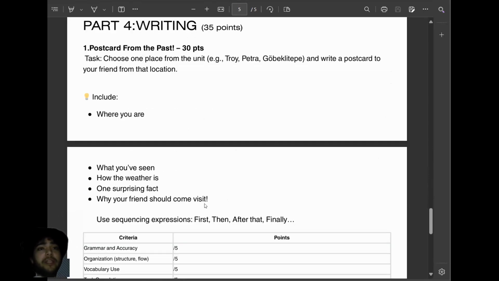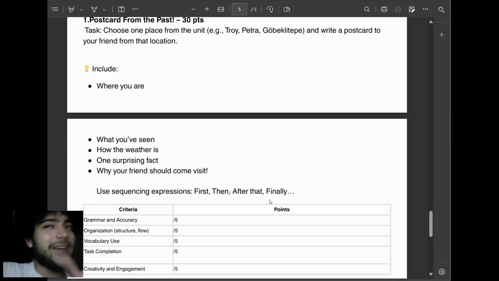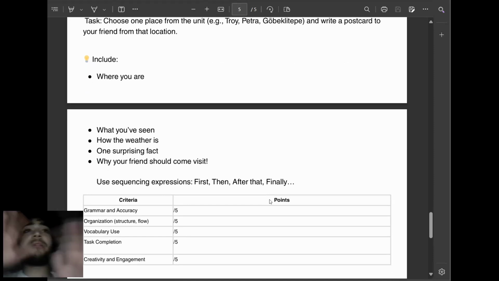It was actually a really clear and neat instruction, but they couldn't understand it, and it was 30 points in all, and they really failed this part. Also, to make it easier, I said include where you are, what you have seen, how the weather is, one surprising fact about it if you know, and why your friends should come to visit, but they failed in that section. And we saw, with my mentor teacher, that their writing ability is really, really low compared to their reading, grammar, and vocabulary.